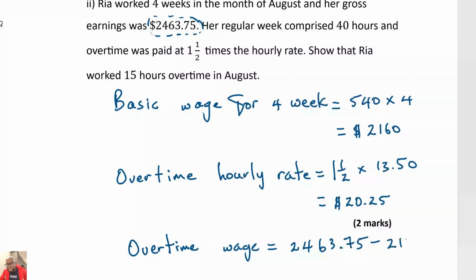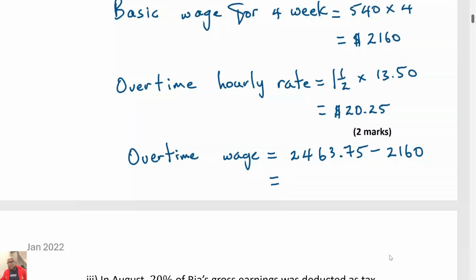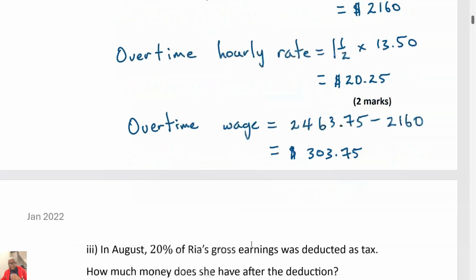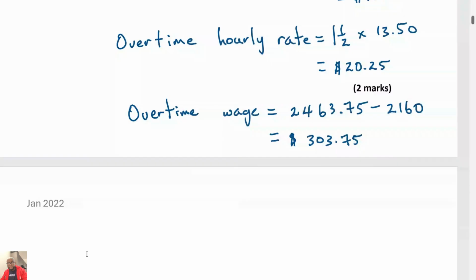2463.75 minus the 2160. How much money am I working for in overtime? How much did I make for that week in overtime? Anybody? $303 and 75 cents. 75, yeah. Right, proper thing. Right, that's my overtime wage.